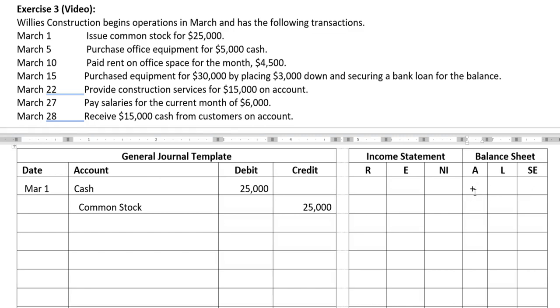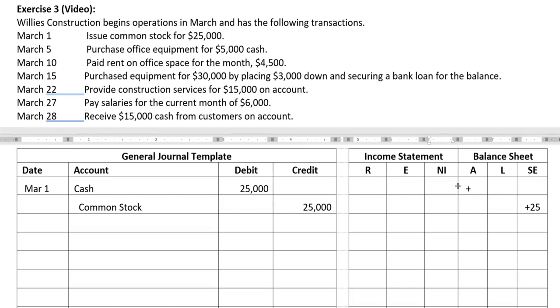So I'm going to pause there. I'll just put the positive 25. And common stock is part of equity. So our equity again is going to go up by the 25. So again, just write in plus 25,000. And that'll help us keep that a little more organized. I'm going to leave out the zeros simply because I don't have room here on my space. All right, moving to the next one, March 5th.